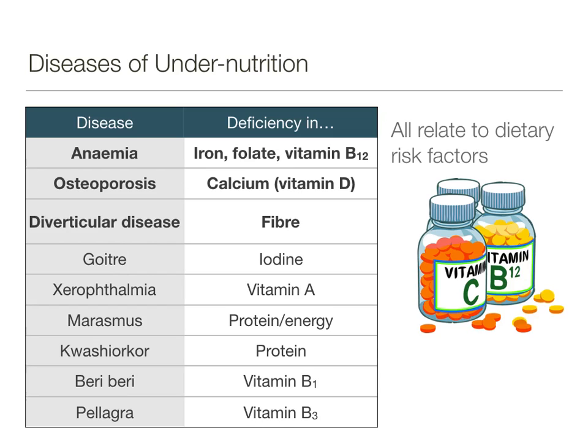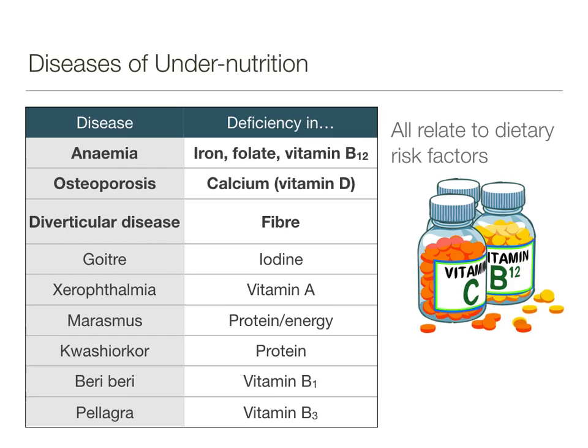In this lesson, we're going to focus on the top three: anemia, osteoporosis, and diverticular disease, as they have the most relevance in Australia. The remaining diseases will be studied later in this course in the topic of global nutrition. You can also see that these diseases of undernutrition all relate to dietary risk factors.